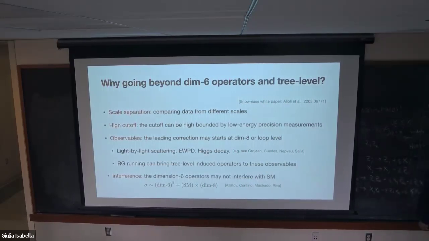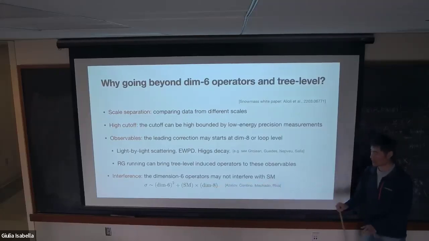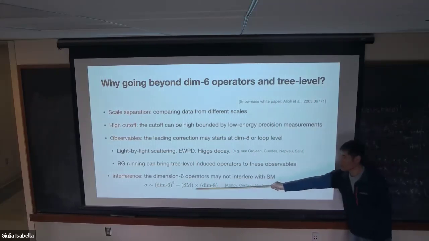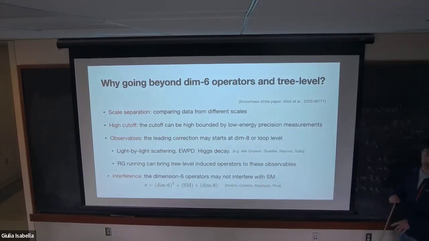And the last thing is that when we compute the amplitudes, usually dimension 6 is the leading effect. But when you compute the cross section, sometimes the dimension 6 doesn't interfere with the standard model, for the same zeros I mentioned before. So in that case, the leading effect in the cross section starts with a pair of dimension 6 operators, which has the same EFT power counting as the interference between the standard model and dimension 8. So all these are the scenarios where dimension 8 or the running can be relevant for phenomenological interest.